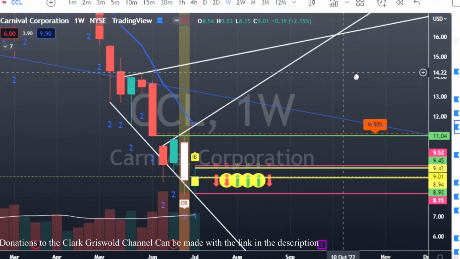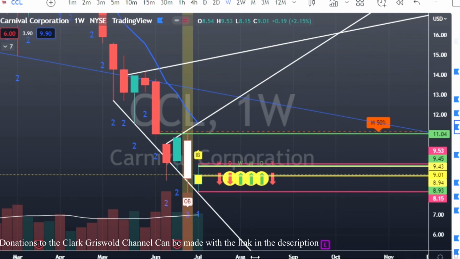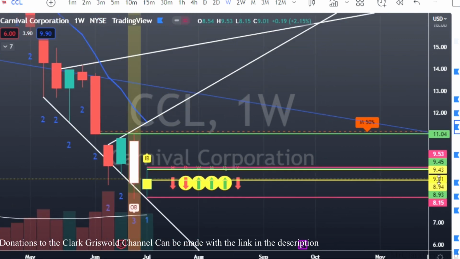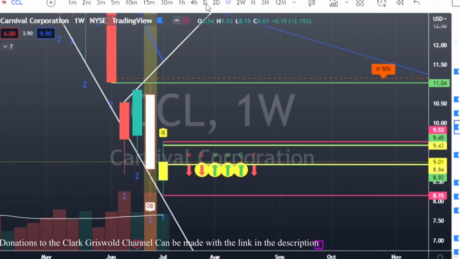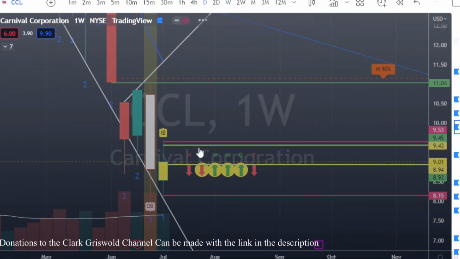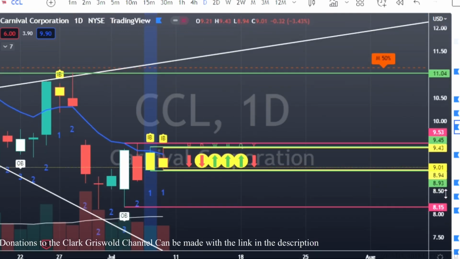So 3-1 setup. Calls we can take at $9.53. Puts at $8.15. Watch what happens if we go back to the daily. This is on our top 5 list for the dailies. We have a double inside bar.